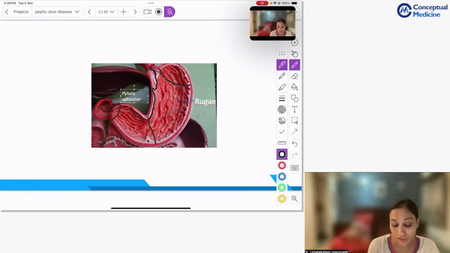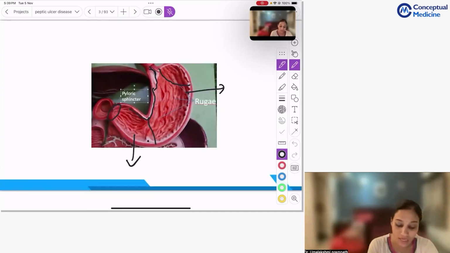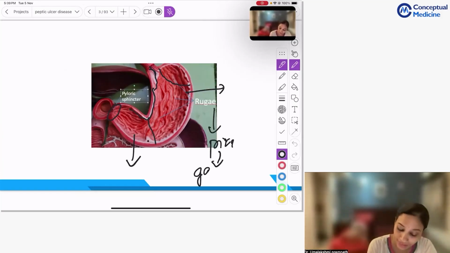Fine. So functionally as well as anatomically, it can be divided into an oxyntic gland and a pyloric gland, or an oxyntic mucosa and a pyloric mucosa. So the gastric epithelial lining actually contains multiple rugae. These gastric rugae actually contain pits. These pits are the ones which contain the gastric gland inside.